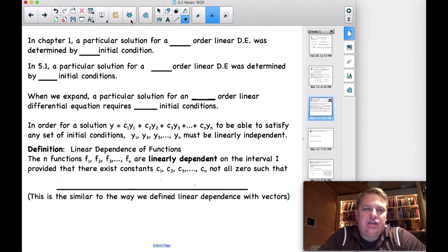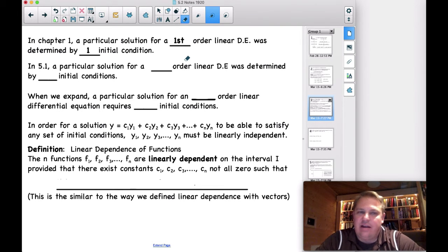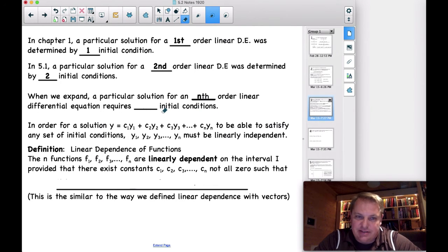Okay, way back when in chapter 1, a particular solution for a first order linear differential equation was determined by one initial condition. All we needed was the value of y at some particular x value, and we could find the particular solution. In 5.1, we were working with second order linear differential equations, and there we needed two initial conditions. We needed an initial condition for y, and we also needed an initial condition for y prime. Well, if we expand and we have an nth order linear differential equation, I'm sure you'll never guess this, so we'll have to talk about this together, but that's going to require n initial conditions.